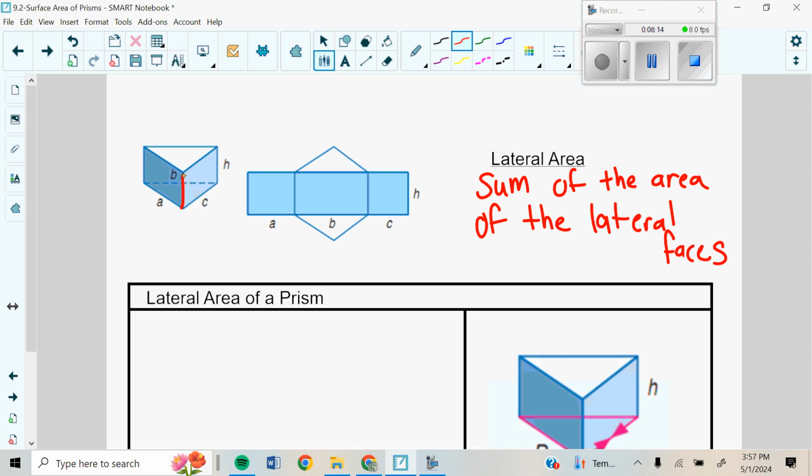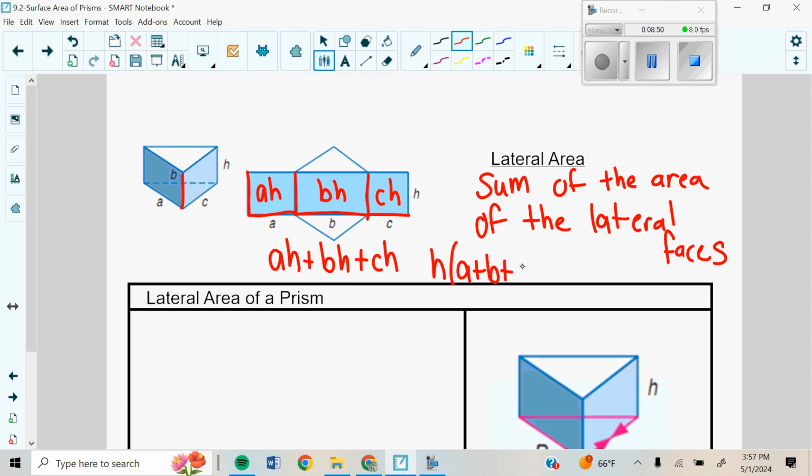Well, these are all rectangles. And so we would take A times H to get that area. Here we're going to take B times H to get that area. And then the last one, you got it, is going to be C times H. Now if we add all of those together, AH plus BH plus CH, is there something that is in all three of those terms that I can factor out? There is. I can factor out an H, and I'm left with A plus B plus C.